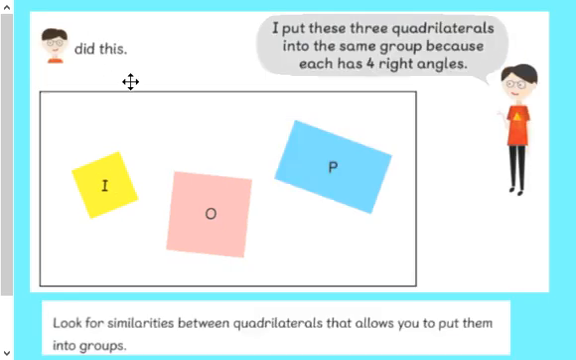Now this young man did this. He put these 3 quadrilaterals into the same group because he said they've all got 4 right angles. And you can see that 1, 2, 3, 4, 1, 2, 3, 4, 1, 2, 3, 4. All of them have 4 right angles.